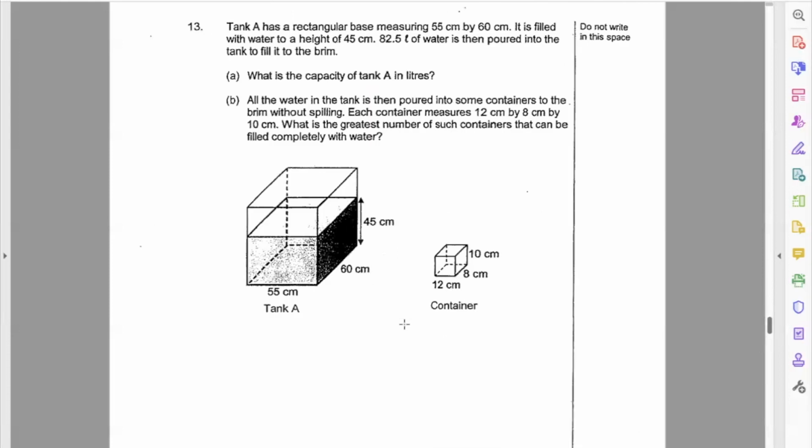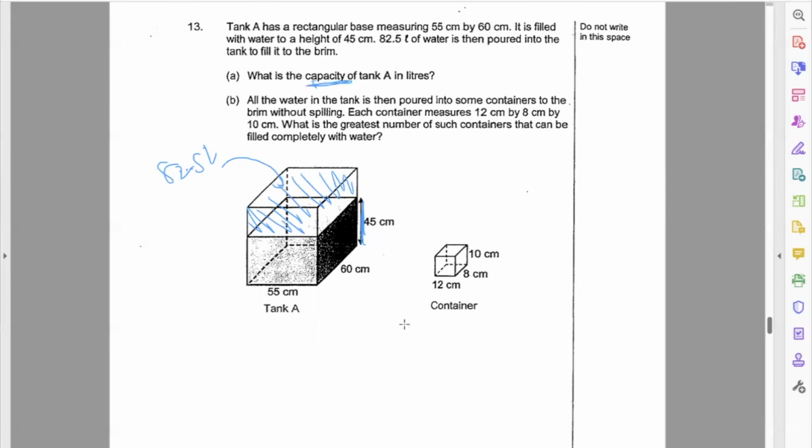So tank A has a rectangular base measuring 55 by 60 centimeter. It is filled with water to a height of 45 centimeter. 82.5 liter water is then poured into the tank to fill it to the brim. So if I pour in another 82.5 liter, it will fill it to the brim. Which means whatever water you have inside the container plus another 82.5 will be the capacity of tank A.